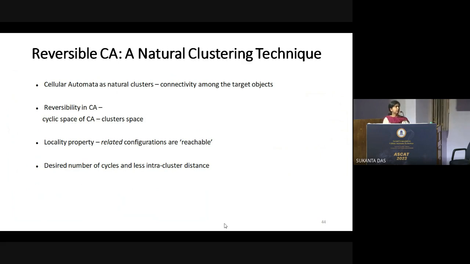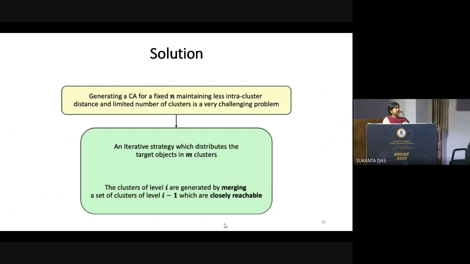So what we did here, initially we started with non-uniform cellular automata, again one dimensional, 3 neighborhood, binary non-uniform reversible CA. We can understand one thing: getting a desired number of clusters with less intra-cluster distance, where within the cluster very similar objects are there, is not very easy. So we used an iterative approach, and we merge the closely reachable clusters. I will go to that part later.